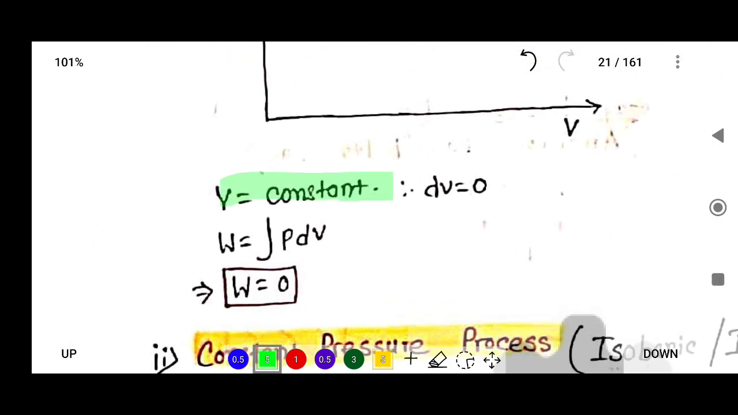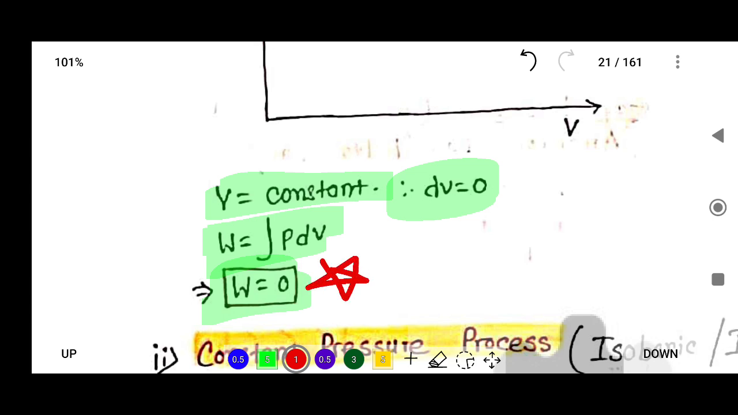So volume is equal to constant, that means the derivative dV of this volume will be 0, because we know that the derivative of any constant is 0. So dV is equal to 0. We know that the closed system work W equals the integration of PdV. So here dV is 0, and that is why the work done for a constant volume process is 0.